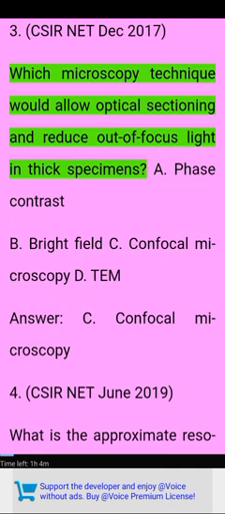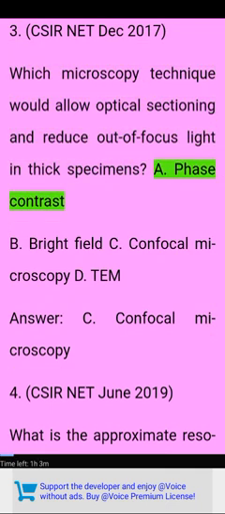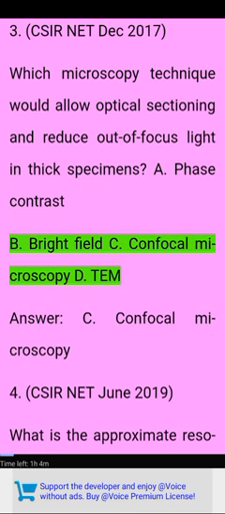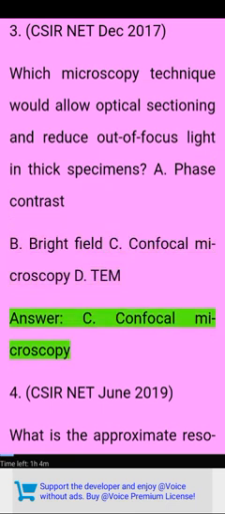3. CSIR NET December 2017. Which microscopy technique would allow optical sectioning and reduce out-of-focus light in thick specimens? A. Phase contrast. B. Bright field. C. Confocal microscopy. D. TEM. Answer: C. Confocal microscopy.